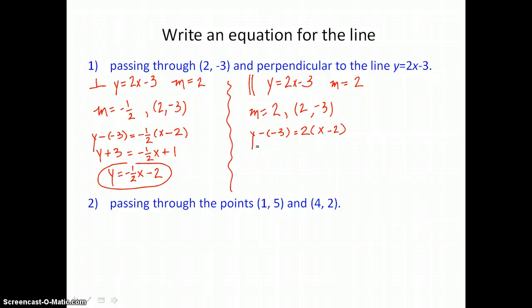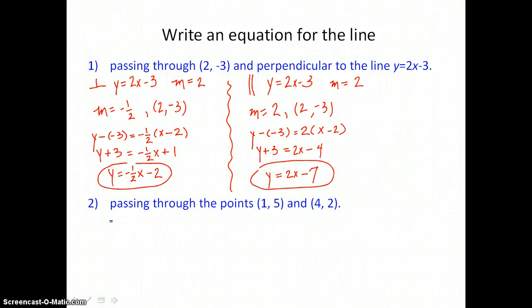And again, leaving this equation in slope-intercept form, we'll distribute on the right, so we get 2x, and 2 times negative 2 is negative 4. And again, we'll have to subtract 3 from both sides, so we get y equals 2x, and negative 4 minus 3 is negative 7. So this equation is the equation of the line parallel to the line we started with, y equals 2x minus 3. They have the same slope.